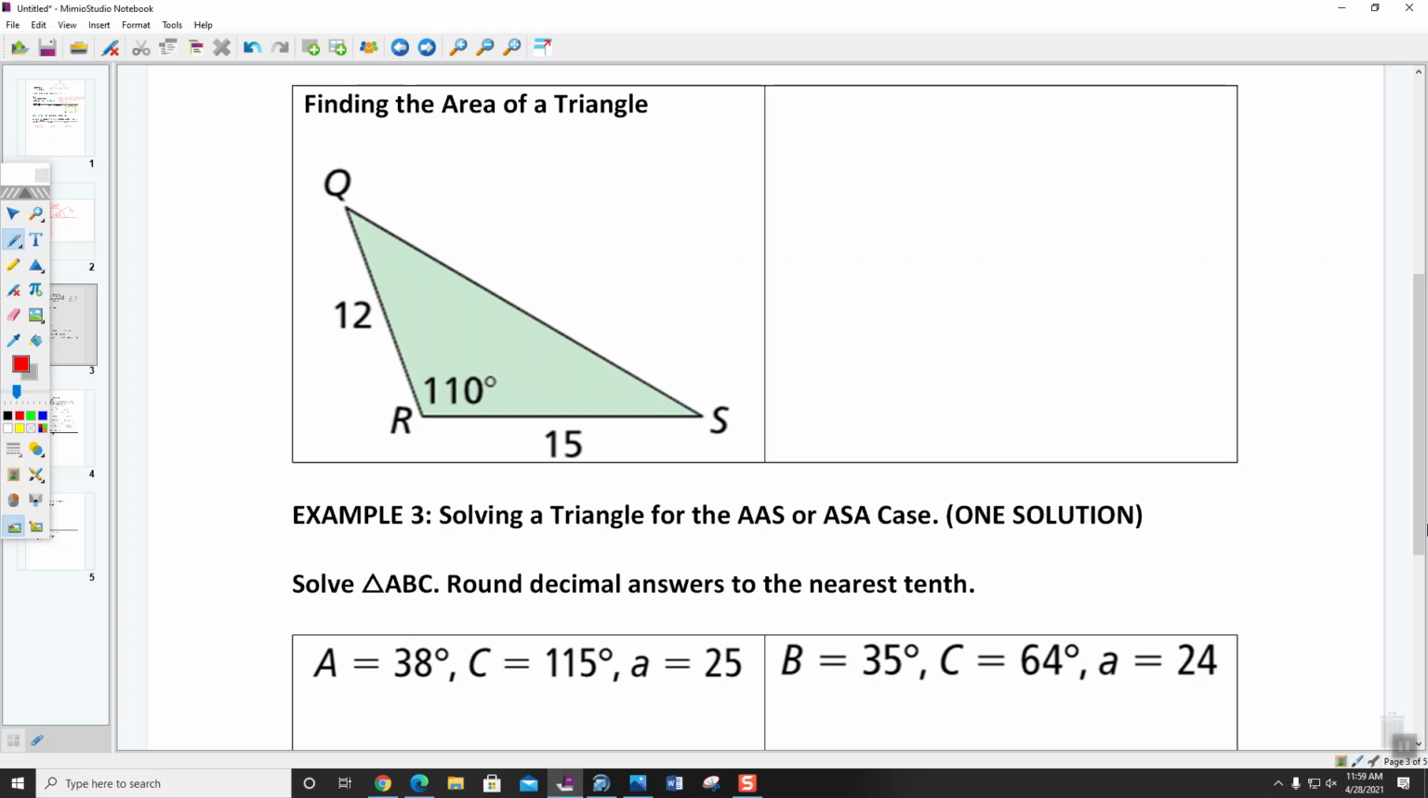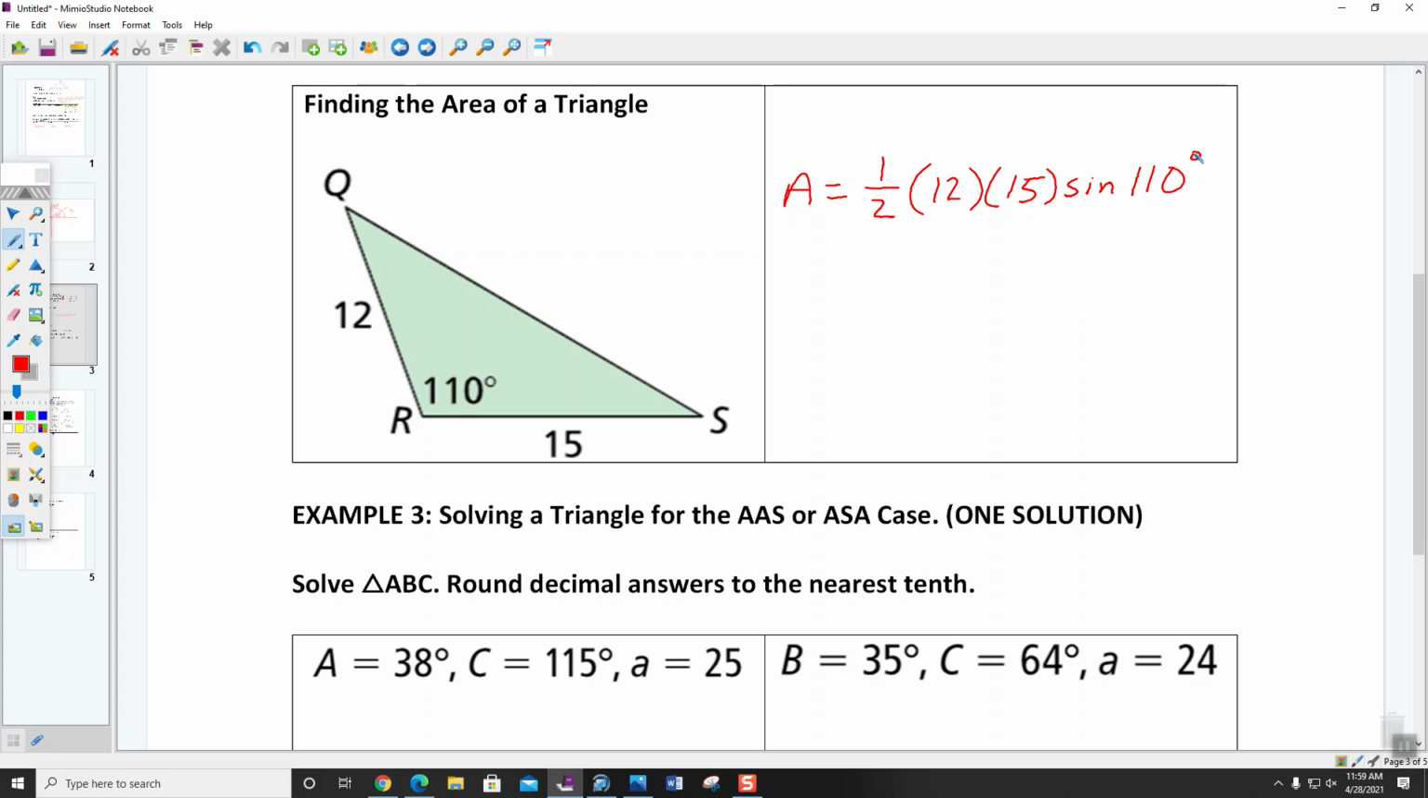Okay, so my area of this would equal 1/2 of, okay, what two side lengths, kids? What and what? 12 and 15. 12 times 15 times the sine of how many degrees, kids? 110. So you're just going to punch on your calculator just like that. 0.5 times 12 times 15, sine 110.